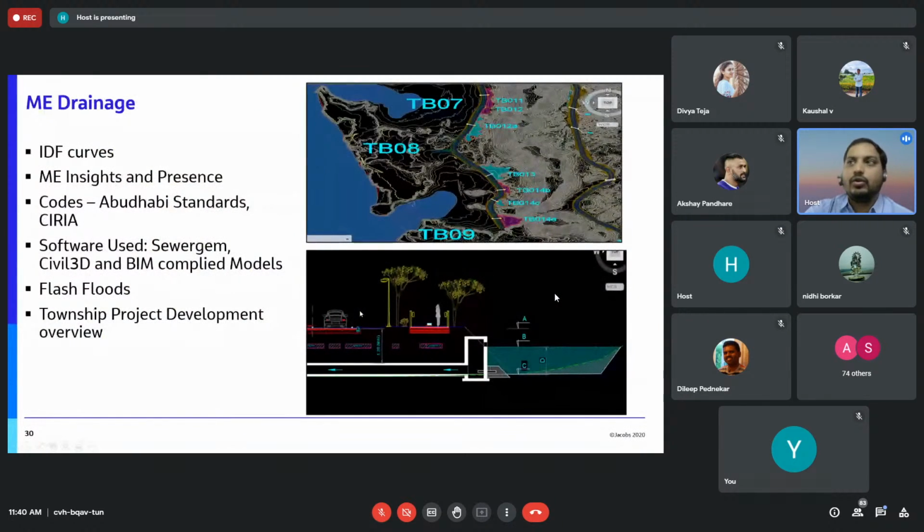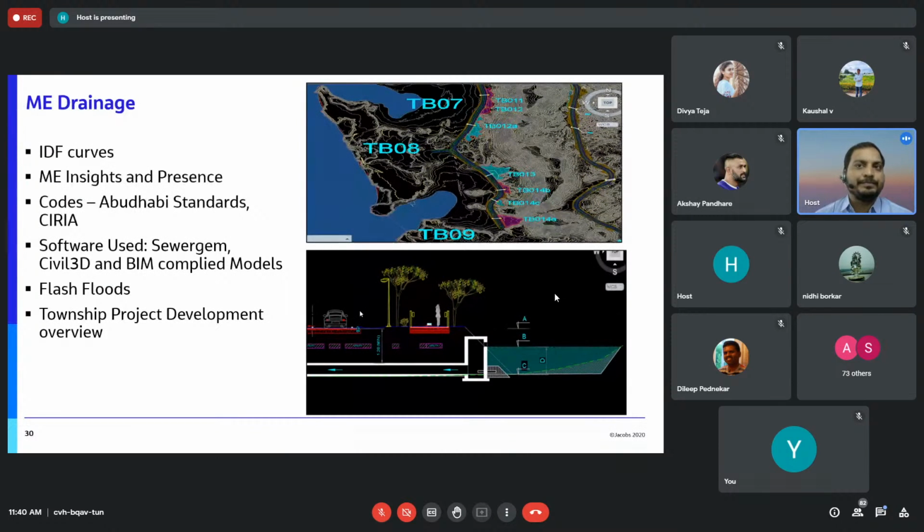Now coming back to the Middle East region. The Middle East region is again very tricky, because the Middle East starts from some countries like Abu Dhabi, sorry, Dubai, to Saudi also. So they all have different rainfall values, different standards. So different developments are going to be there. Normally we use IDF curves there for rainfall values.